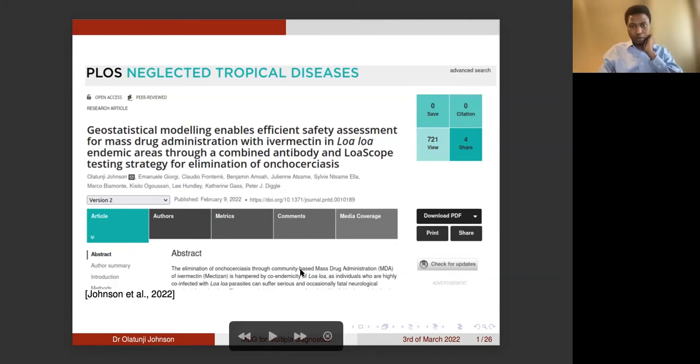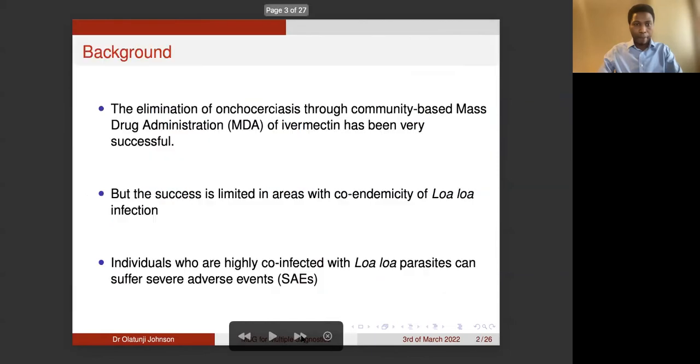So I'm just going to focus on what we've done in this paper and try to discuss how our geostatistical method fits into this problem and how we are able to answer the question that they posed to us through our method. So you can see my collaborators there.